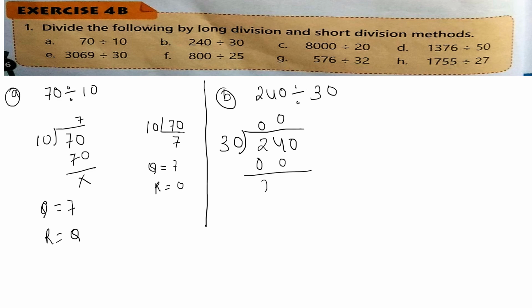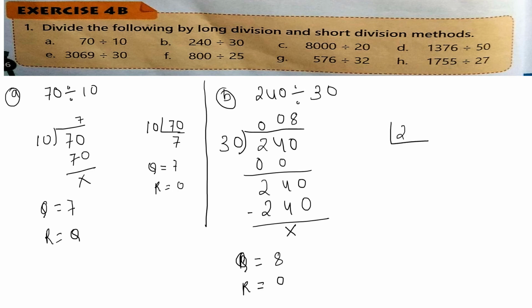So this will become 240 now. 3 8s are 24. Okay, 3 8s are 24 and 0 is there, so we will write here. Now minus. So your Q is equal to 8 and your R is equal to 0. Now short division. So 240 divided by 30 is 8, so 0 0 8, or you can write directly 8 also, it will be correct. So Q is equal to 8 and R is equal to 0.